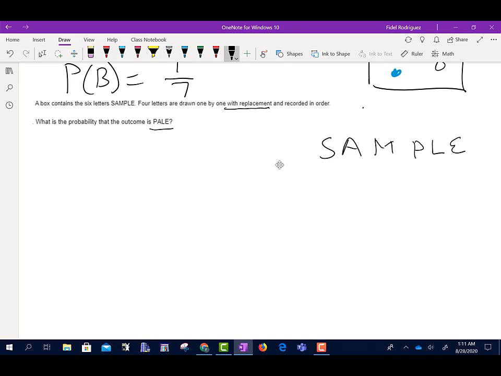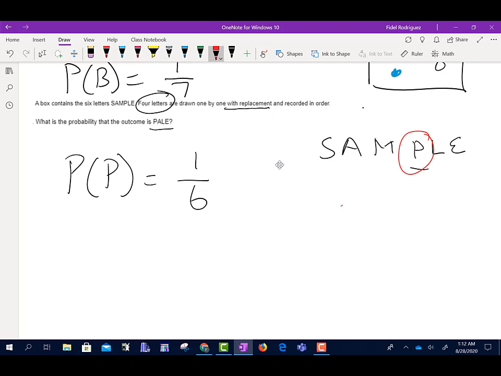So these are the letters that we can choose from, and we're going to choose 4 letters. What's the probability that the first letter we choose is the letter P? Well, how many letters do we have? We have 6 letters. And how many P's are there? Well, there's just one. But I want you to notice something. It's with replacement. So even if I chose the letter P the first time, the second time, because we are replacing the letter, all that means is I'm putting the letter P back.